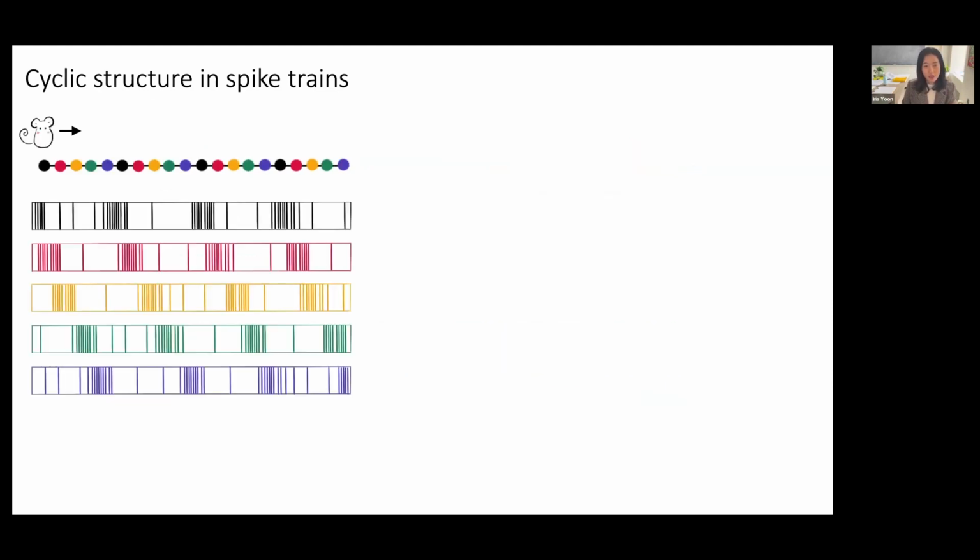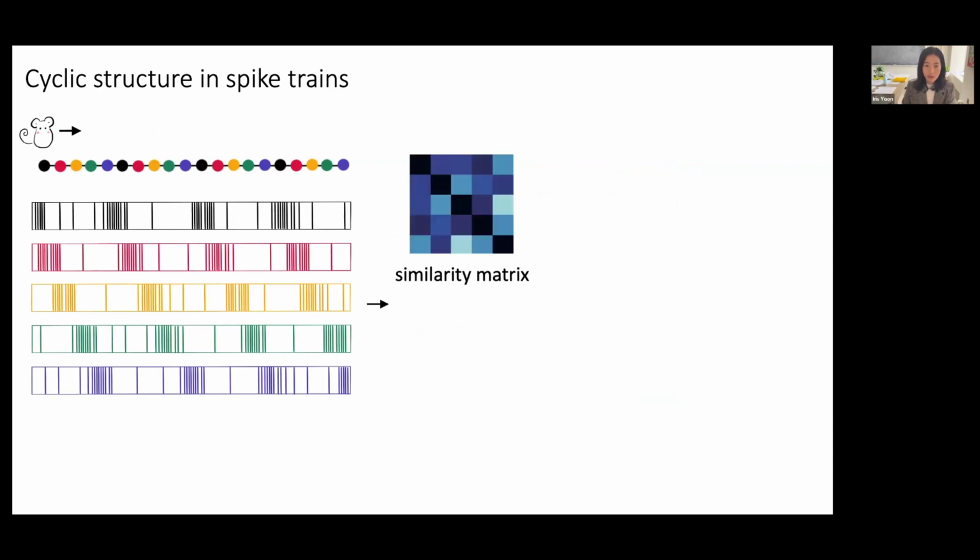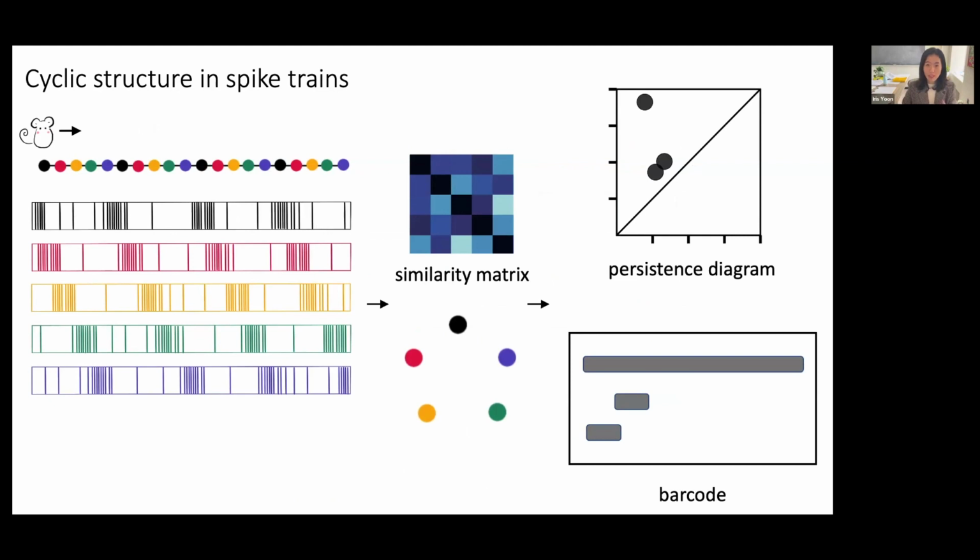If you then try to, again, arrange these spike trains according to their similarities, you might end up arranging them on a circle. And so if you were to compute the similarity matrix and apply your persistent homology algorithm, the output will then again tell you that there is some kind of circular feature among the spike trains.